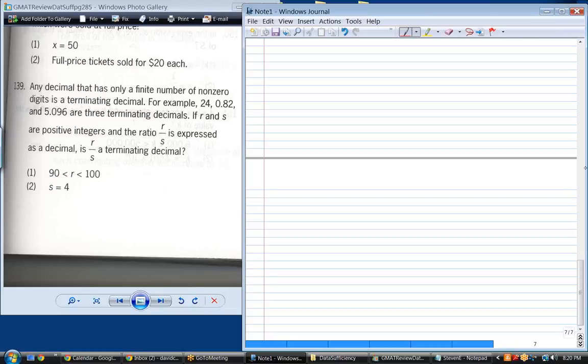Hmm. Okay. Jeez. I know, that's what I said too. So R is between 91 and 99. All right, what does that mean? Let me see. 91. All right. That all depends on what S would be if it was terminating. But I'm sure there's something at work here.